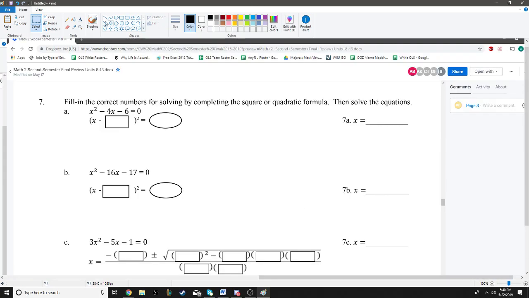Okay, find the correct numbers. So if you want to solve this, okay, we have to complete the square. To complete the square, you use negative b divided by 2 squared. So negative 4 divided by 2 squared is equal to negative 2 squared, which is equal to 4.